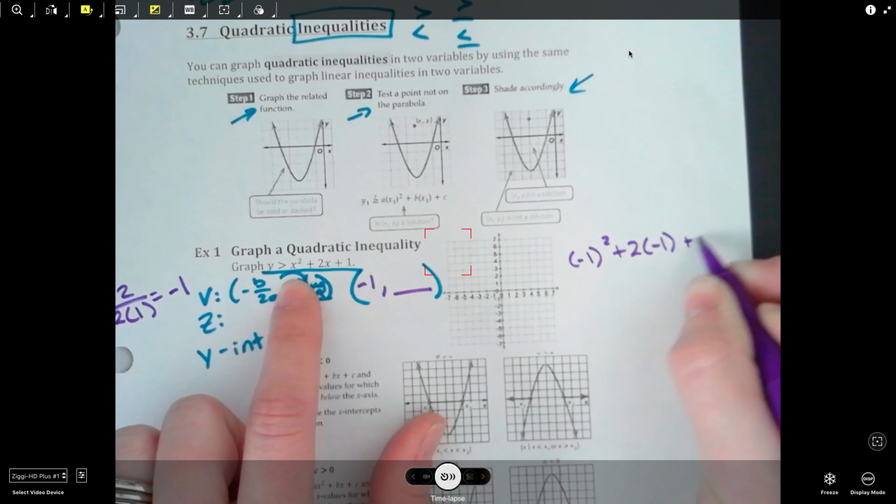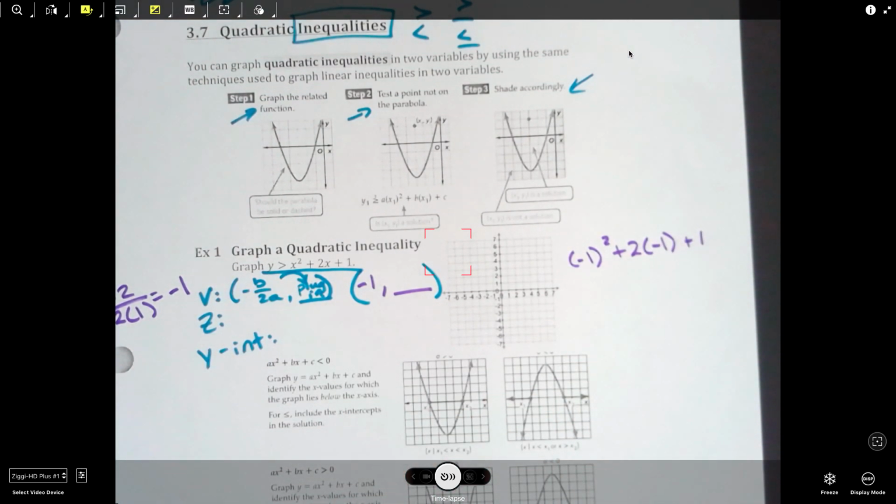Somebody in the 6th period class, again, screwed this up. Negative 1 squared, they plugged it into their calculator, and it said negative 1. It's 1. It's positive 1. Negative times negative makes positive. So when you type that into your calculator, either use the parentheses or don't put the negative, because it's going to end up being positive.